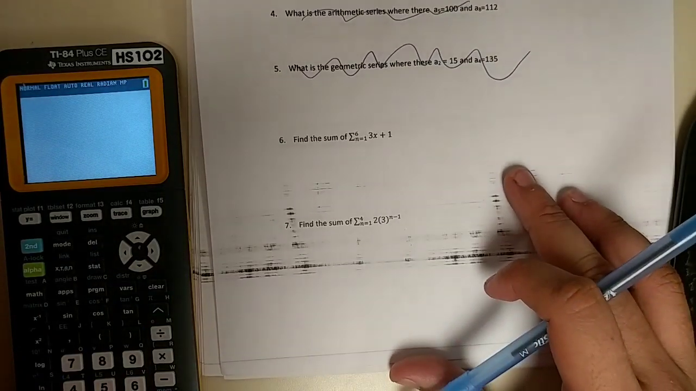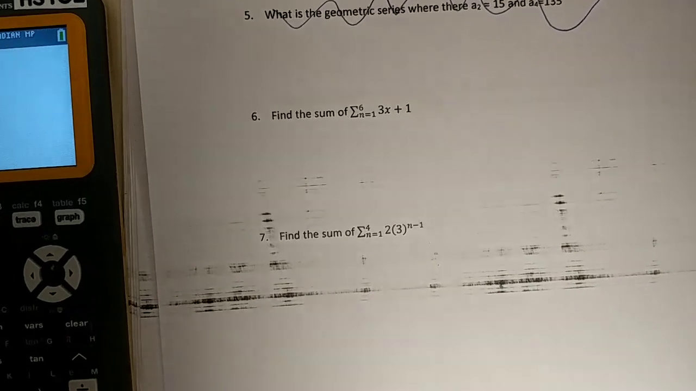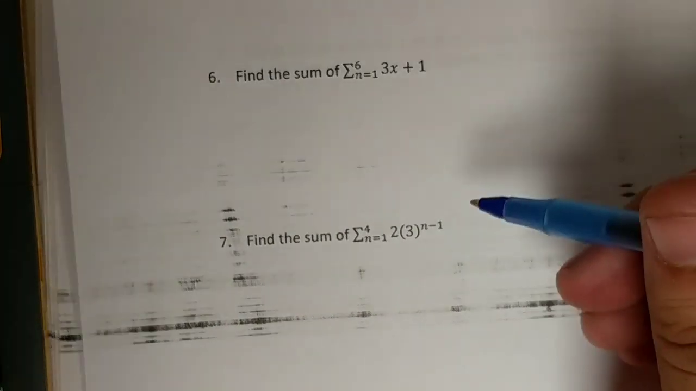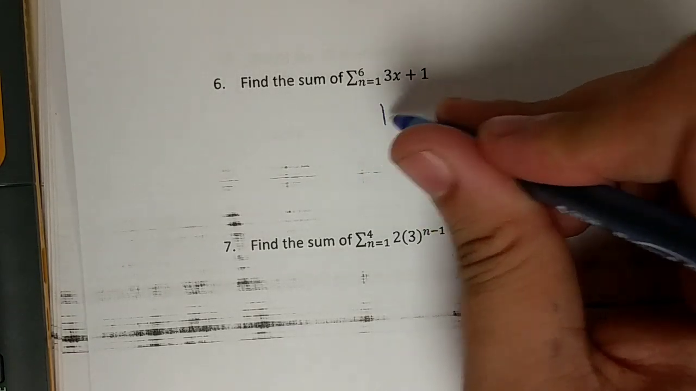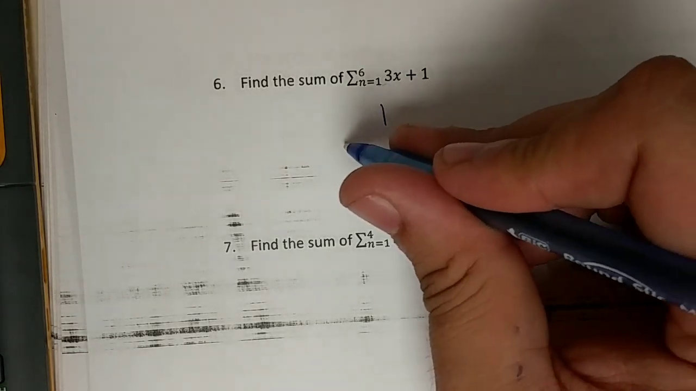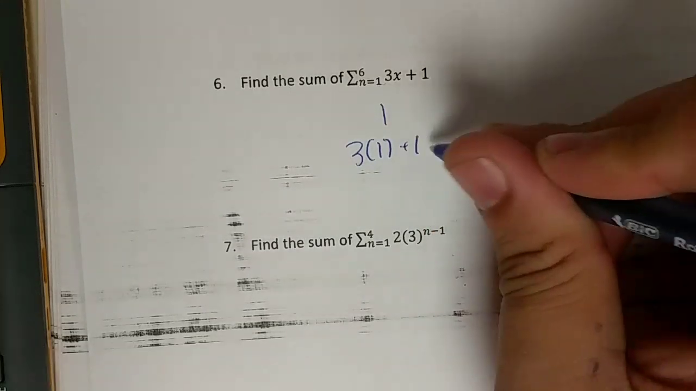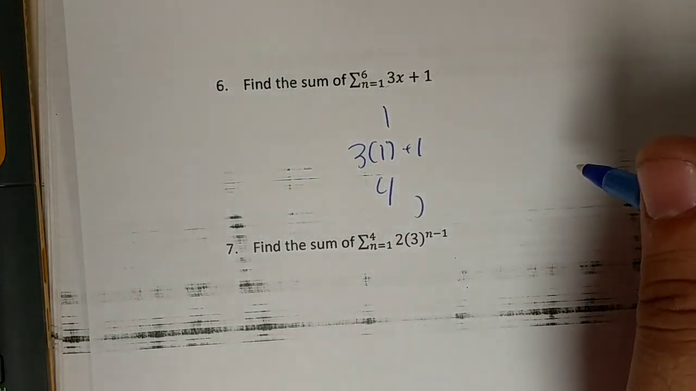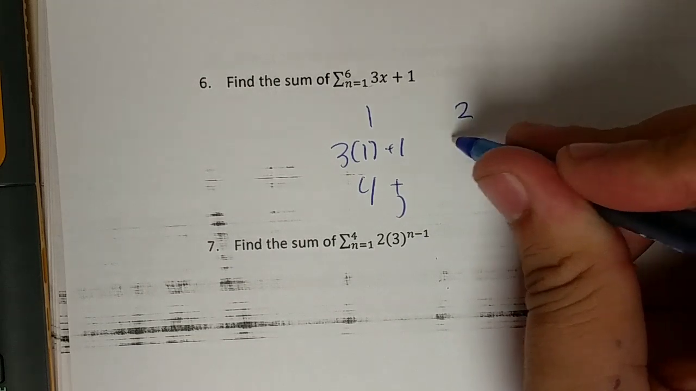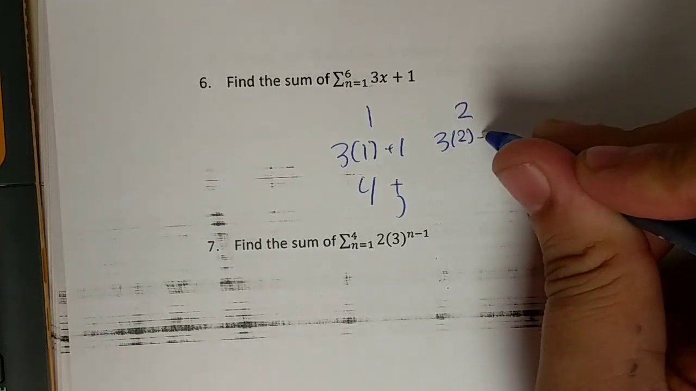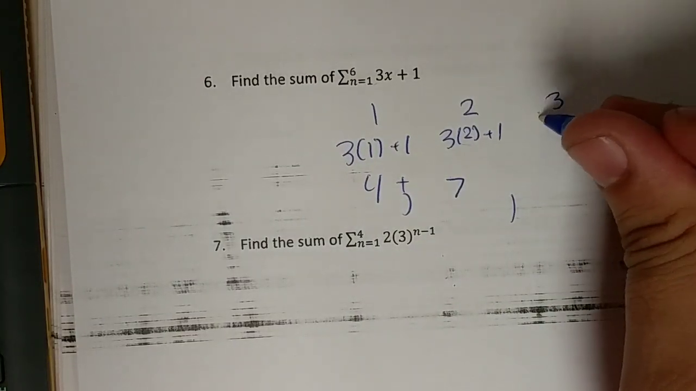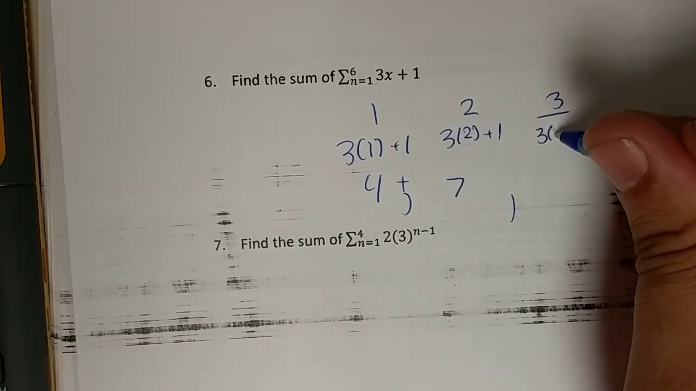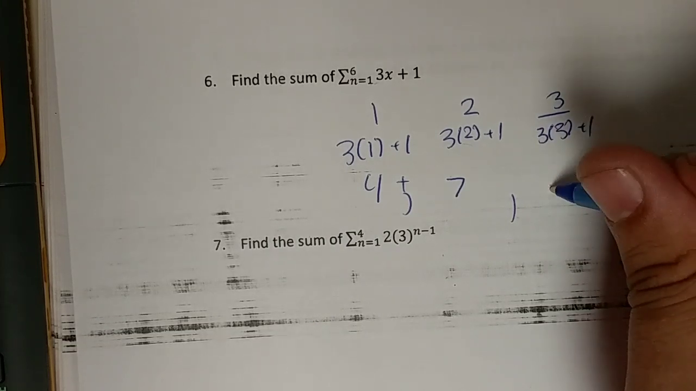Okay, I must have messed up. Alright, I'll do it by hand, because I can't remember how to do it by calculator. I'll make the number small so you can do it by hand too. So it's n from 1 through 6. I'm going to plug in 1 here: 3 times 1 plus 1, that's 4. Now I'm going to plug in 2 here: 3 times 2 plus 1 is 7. I'm going to plug in 3 here: 3 times 3 plus 1, 9 plus 1 is 10.